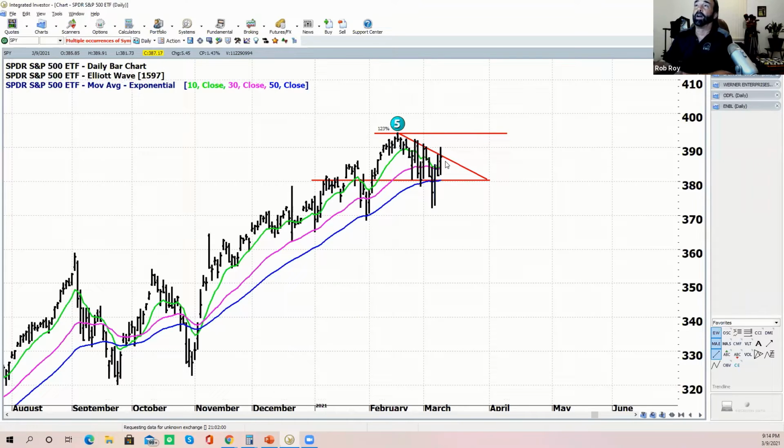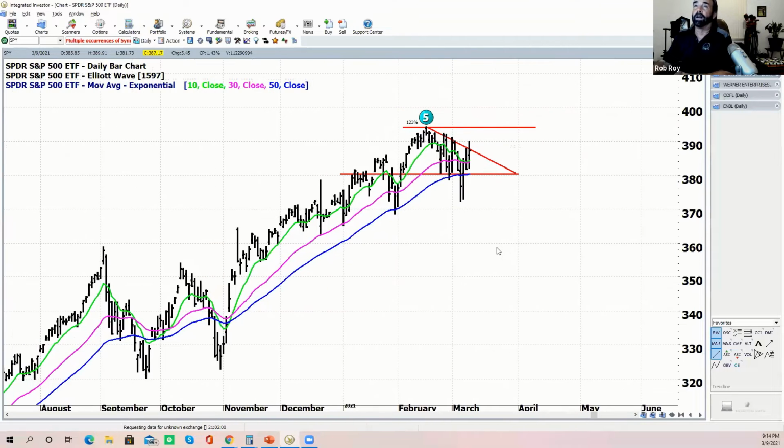This descending triangle, if we break above that, that would be a positive sign. It would be even more positive if we break above 394. So that's where we are as far as the market itself. Looking for tomorrow to see if we get a follow through, at least back above that 10-day moving average. We have had 2 closes above the 381 level, but we're looking for a second close above the 10-day moving average, followed by a close above 394. So that's it with the market.